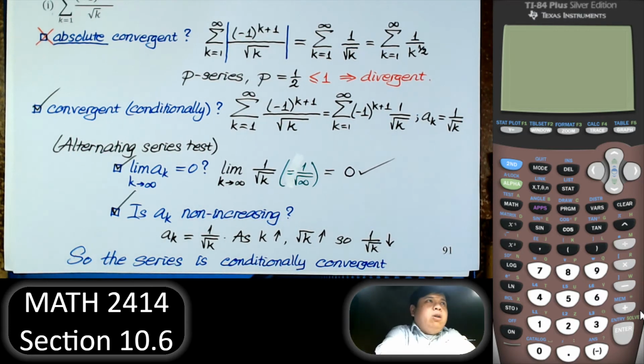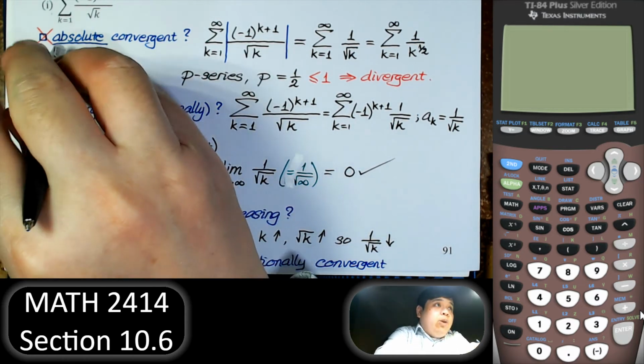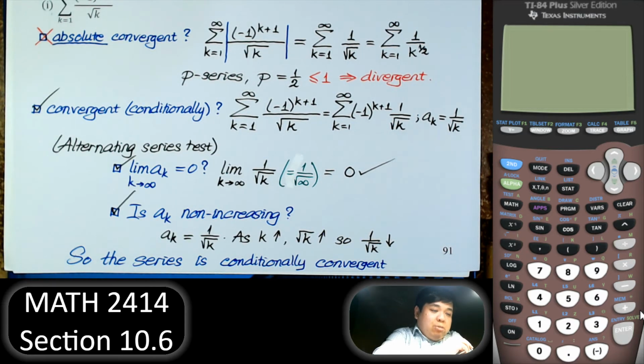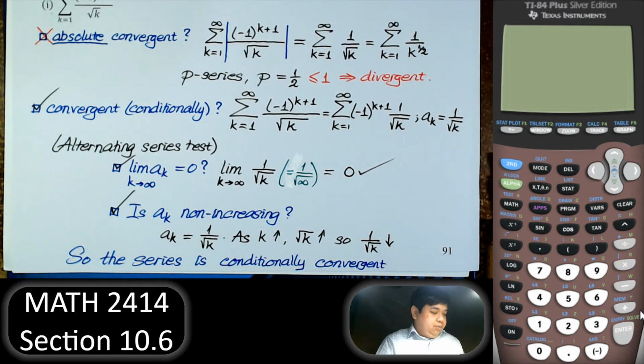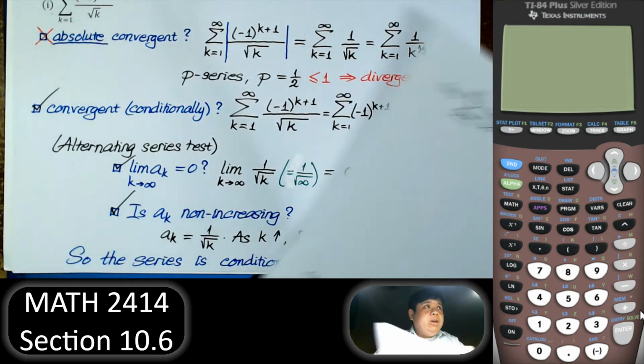So for this type of problem, the first thing we do is check for absolute convergence. If it is absolutely convergent, then it's certainly convergent, and we don't need to go any further. If both of these fail, then it will be divergent. Right. We have a few more samples.